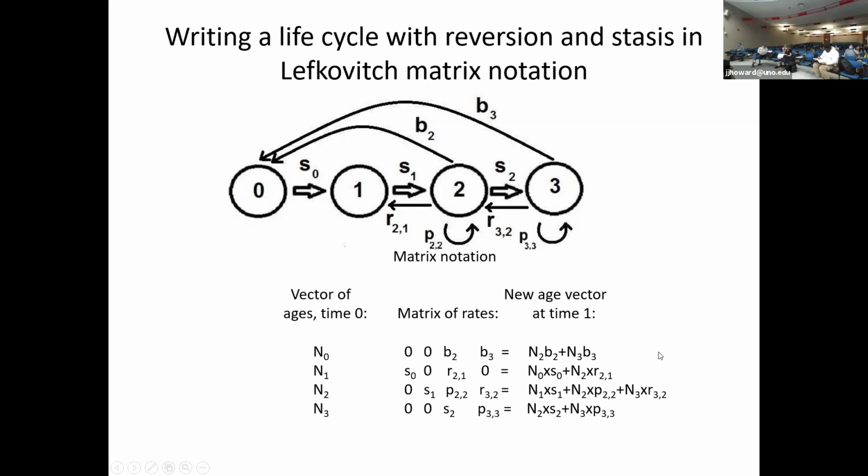The only thing I'm going to ask you to do with these matrices is to be able to look at a life cycle like this and determine what the matrix should look like. That's one thing. The other thing is that if I give you these numbers in this vector and I give you these rates, I want you to be able to calculate the numbers at the next time step. This is just simple algebra. And we have a question in class.